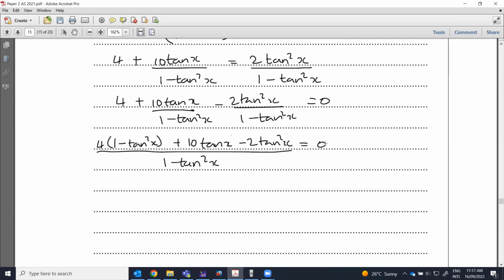Okay, then to get rid of the denominator, you cross multiply and multiply this out. 4 times 1 is 4, minus 4 tan squared x plus 10 tan x minus 2 tan squared x equal to 0. Then the tan squared terms, you can add them together. I have minus 4 tan squared x and minus 2 tan squared x. This gives me minus 6 tan squared x. So I'm just writing them first. And then this is positive 10 tan x. And then the 4 does not have any like terms.